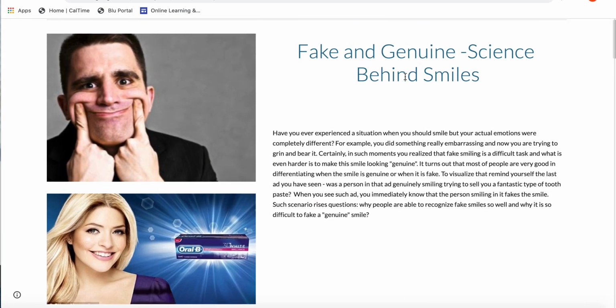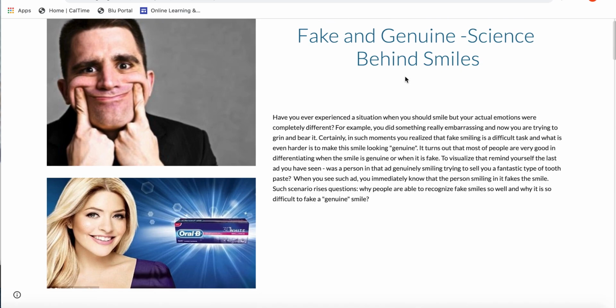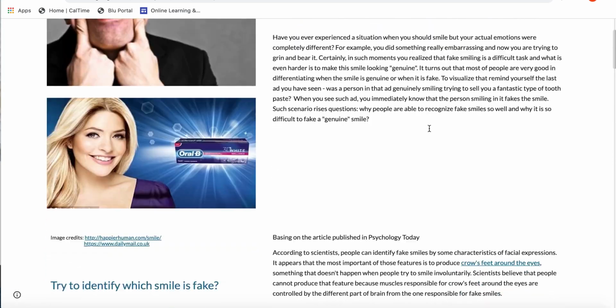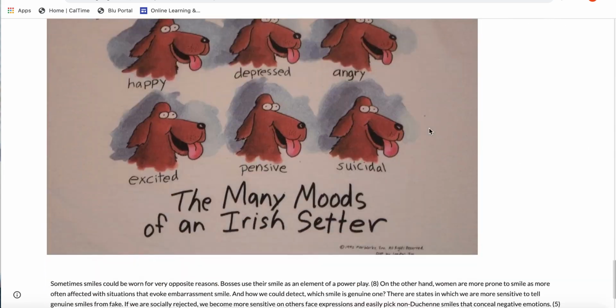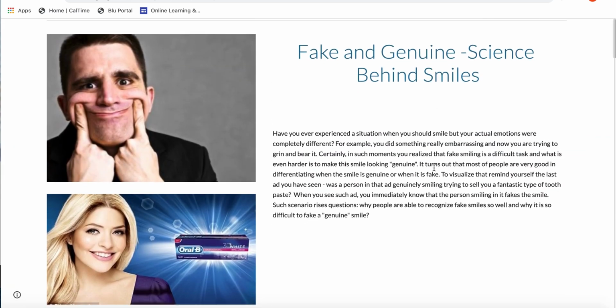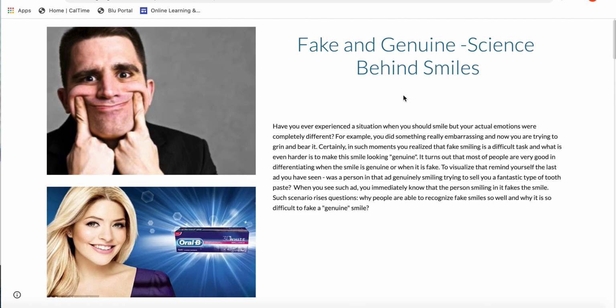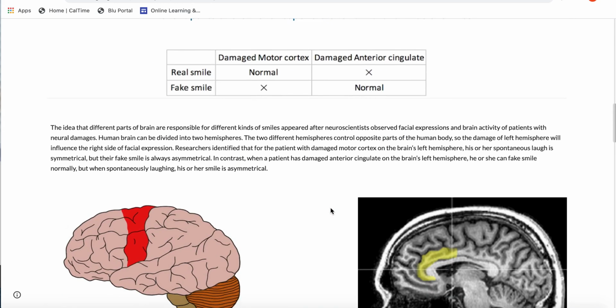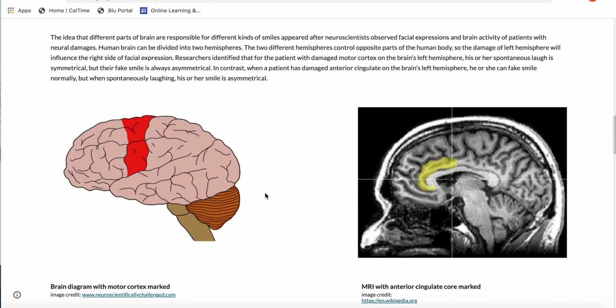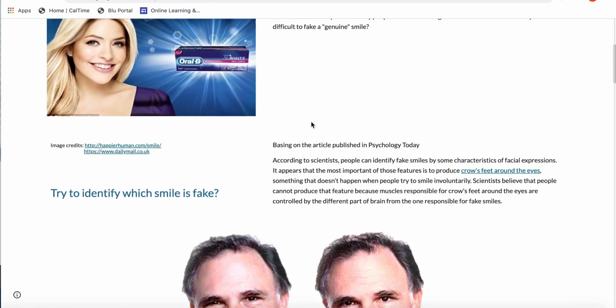Okay, here's the last one that we're going to look at: Fake and Genuine, Science Behind Smiles. Okay, well, when you look at the images, you'll see that this does seem to be about smiles, and so the topic does seem clear here. And the main idea kind of works too, right? Apparently this is about science. And when you look at these images like side-by-side comparisons, charts, brain scans, it feels like science.